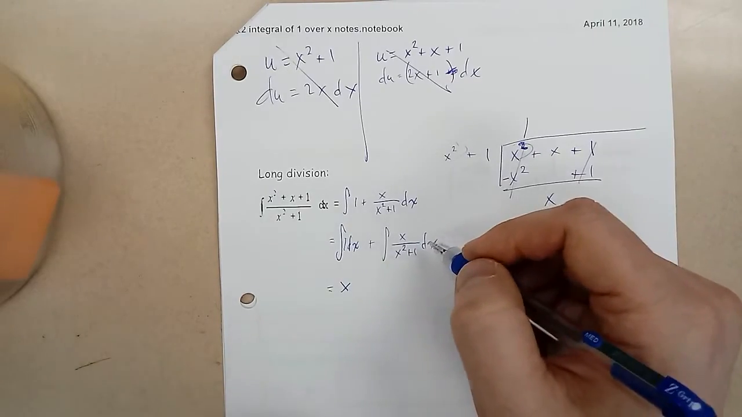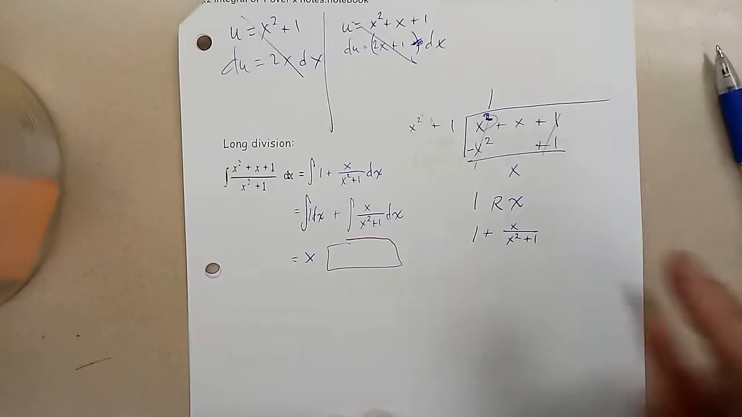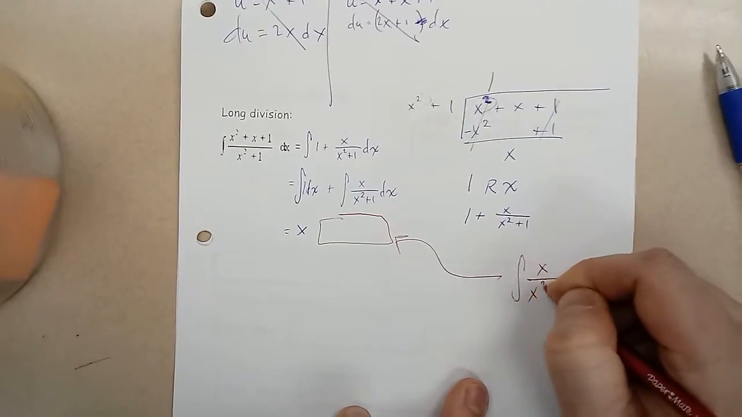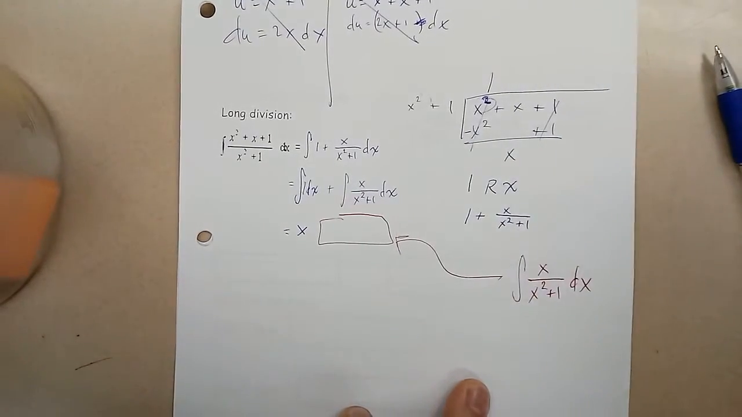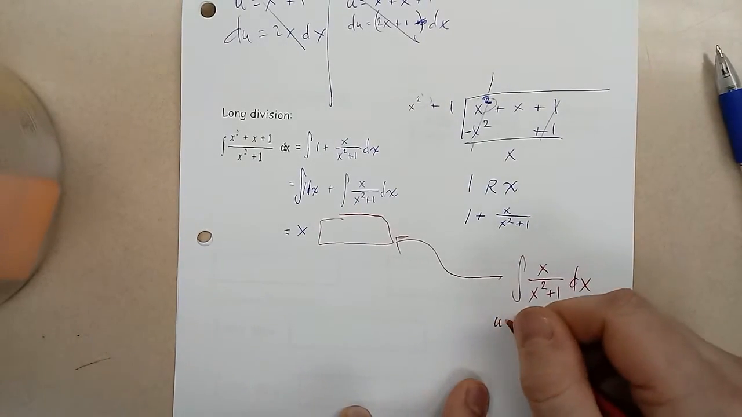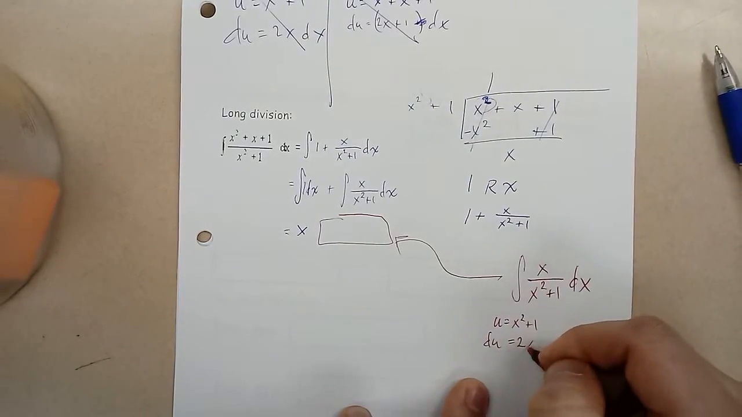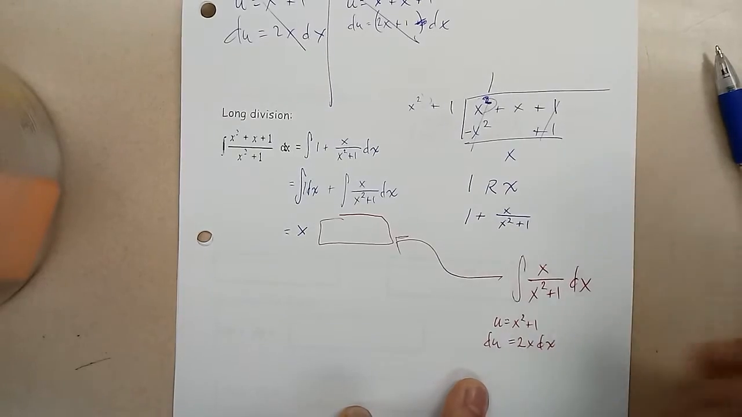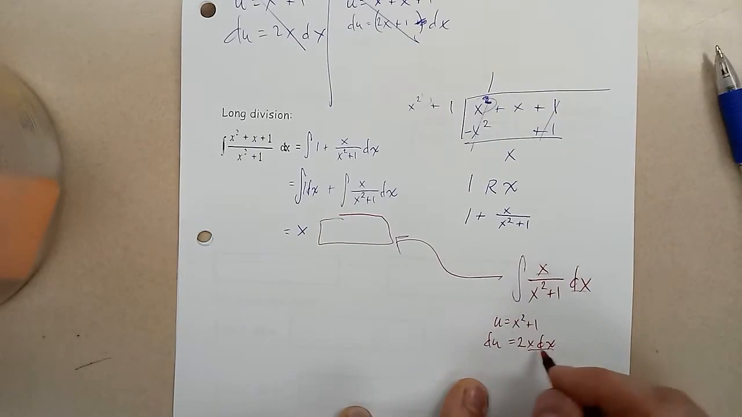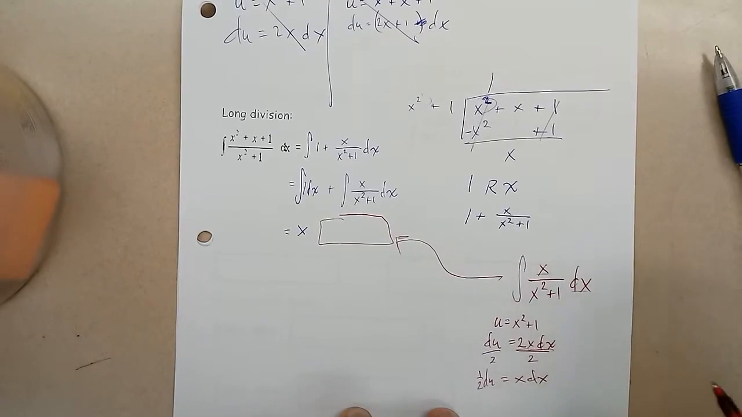Now this one, I got to do a little bit of u subs. So I'm going to put a little box here, and we'll just hop over here for a second. So integral of x over x squared plus 1 dx. So if I set u equal to the denominator, x squared plus 1, because it's the more complicated thing, let's see, du is equal to 2x dx. That's close. I just wanted to say x dx though, because that's all I have left. So I'm going to divide both sides by 2 and say 1/2 du is equal to x dx.